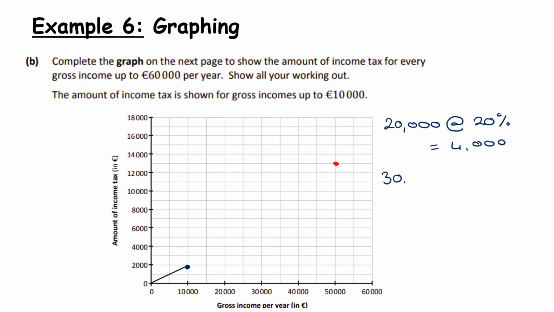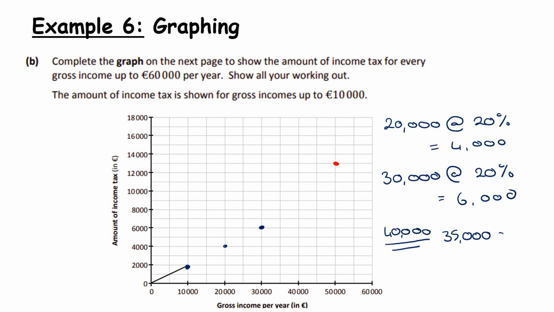At 30,000, we're still just on one rate. Remember, the second rate kicks in after 35,000. So that's 20%, which gives us 6,000. So I've lost my dot there. 30,000 is at 6,000. Now, 40,000 is a little bit different, okay? So 40,000, we have 35,000 at 20%, and then the remaining 5,000 gets taxed at the higher rate of 40%.